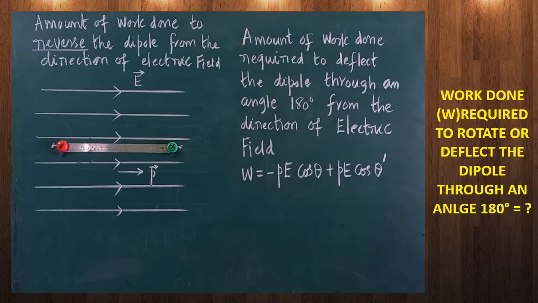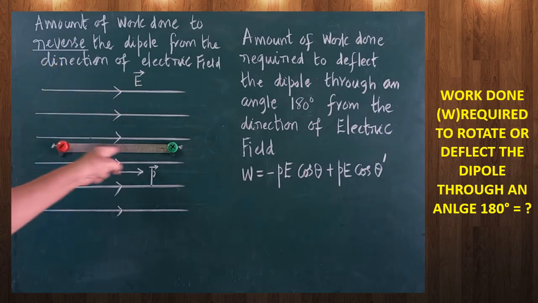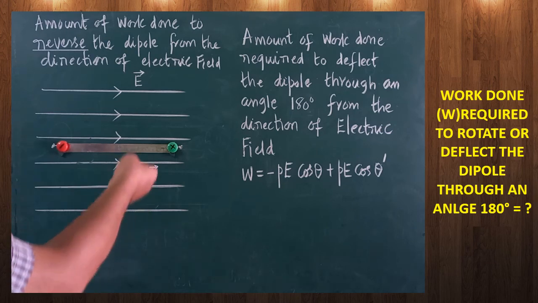Now we are going to reverse the orientation of the dipole. Initially the dipole is placed along the direction of the electric field. Look at that, E vector and P vector both are acting in the same direction. Dipole moment acts from minus Q to plus Q. Now look at the title, what is given there? We have to find out the expression for the amount of work done to reverse the dipole from the direction of electric field. Now at present it is in the direction of electric field. Now I am going to reverse this one.